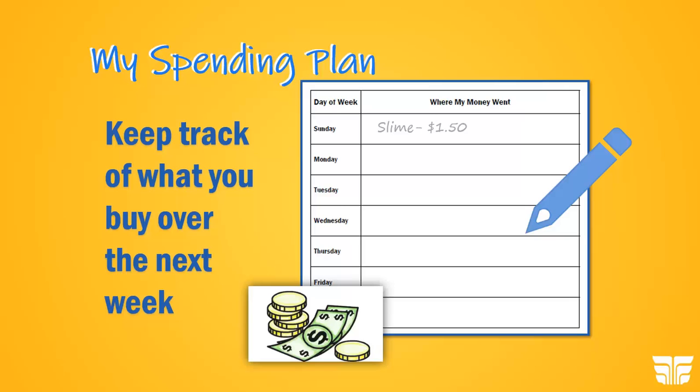You will track the purchases you make over the next week on your very own spending plan. There are 2 columns on the page. The first column has the day of the week, and the second is where you write in what you spent your money on and how much it cost you. Have you spent any money today? Be sure to add that to your page for today's day of the week.